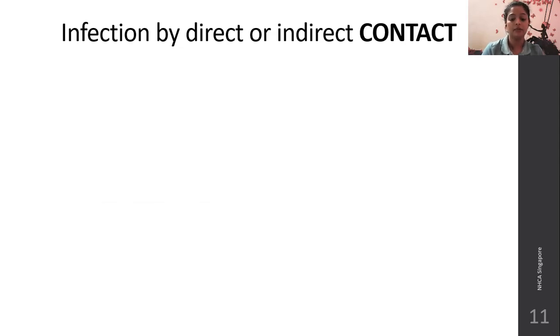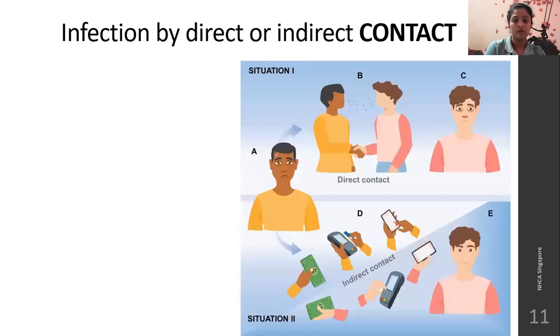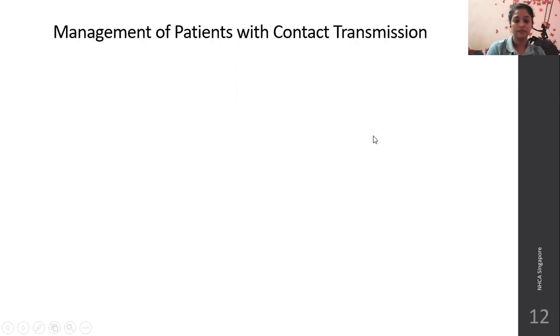It occurs through direct contact between the source of the infection and the recipient, or indirectly through contaminated objects. So this is a situation of direct contact: you are directly touching the infected patient and you get infected. And the other is when the patient uses objects which are again used by someone else. So this is indirect contact and this is direct contact.